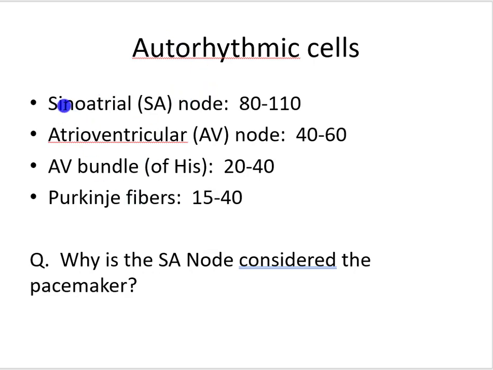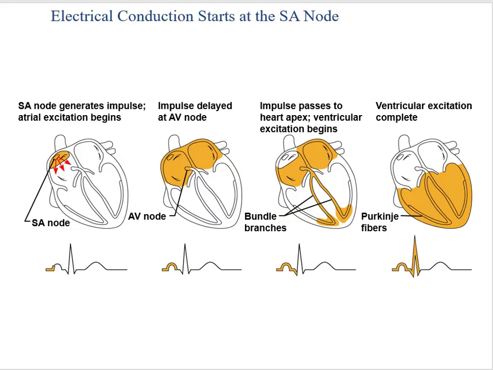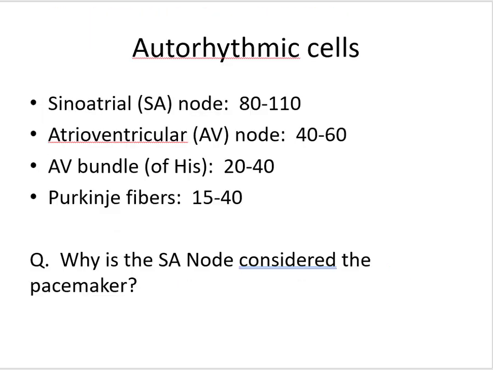So SA node here, sinoatrial node, we've already seen. We've seen the atrioventricular node as well. We saw the AV bundle, and the Purkinje fibers I didn't specifically call out, did I? These are the Purkinje fibers here. So as the bundle branches come down, once they make that turn at the apex, we're just going to rename them Purkinje fibers. Purkinje fibers also have some autorhythmic potential, I think is what I mean.